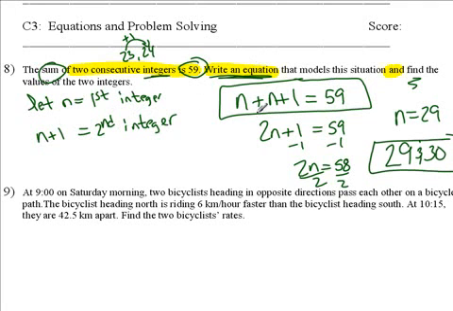So I've done both things. I've written an equation, and I've found the two integers. And they actually do add up to 59, which is good. Any questions on number 8? Okay, number 9. This is definitely the toughest question on the exam.